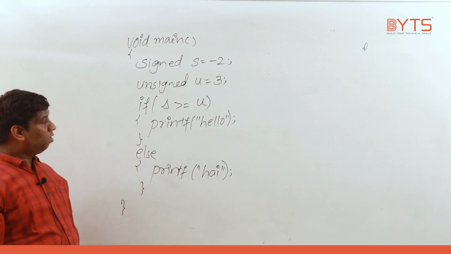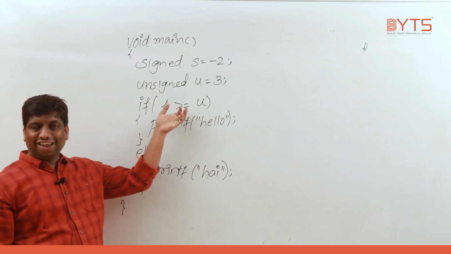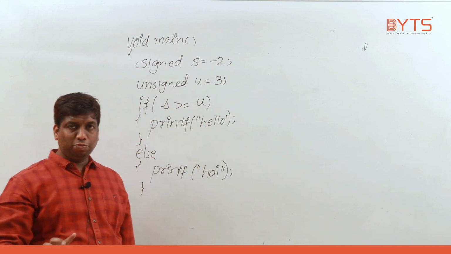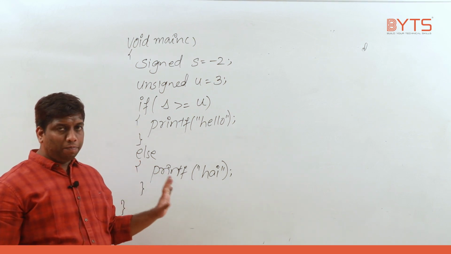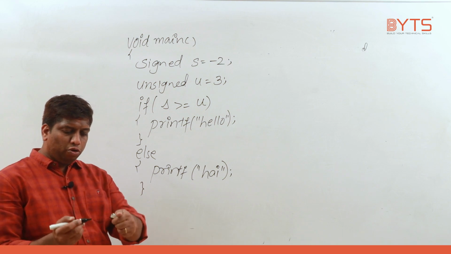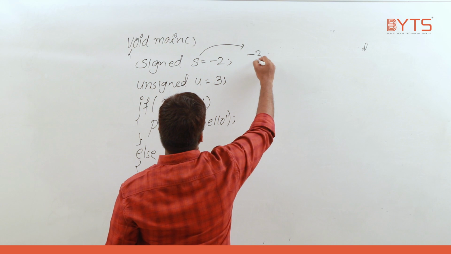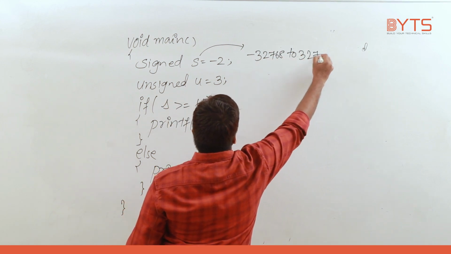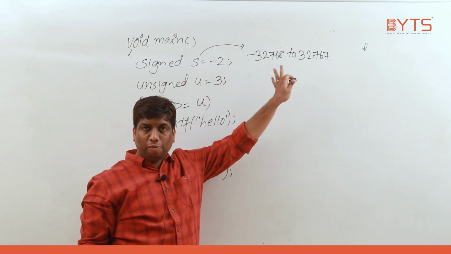See here, by seeing the program, most of the people are simply thinking -2 greater than 3 is false, and straight away they are printing hi. This type of mistake please don't do in the exam scenario. First step, we'll understand the concept behind this problem. What is the range of S? -32768 to 32767. We know that, and -2 is in the range only. No problem at all for me.